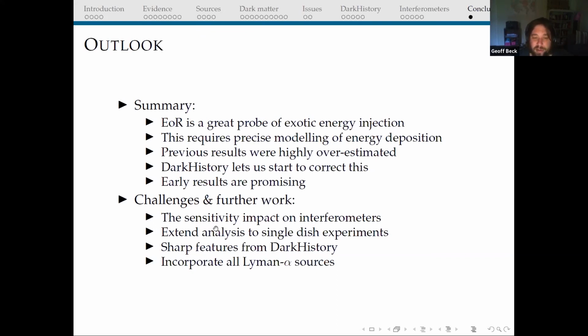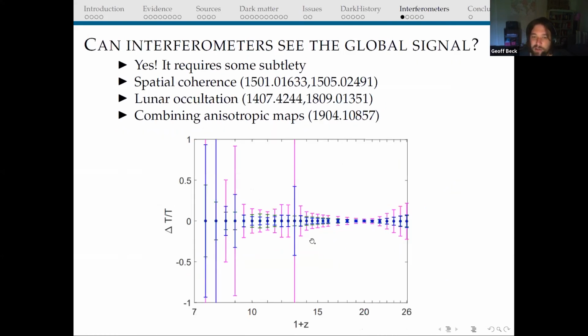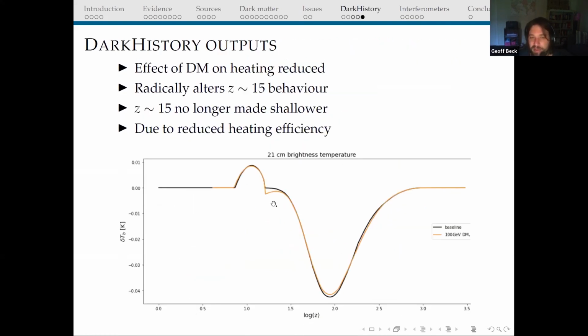And finally, there are these funny sharp features from dark history that you might have noticed in the previous plots. You can see one here. This edge is very sharp as it transitions through ionization, and you can see it there as well. We want to see whether these are just intrinsic features of dark history or if there's something funny going on here. At the moment, it looks like they're just the result of the dark history models. We want to see if there's a problem there though.